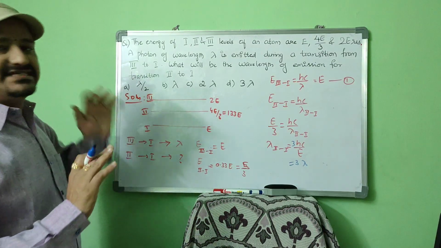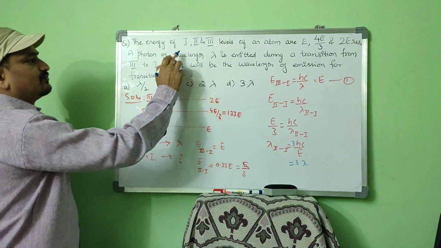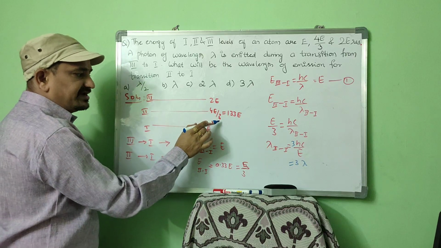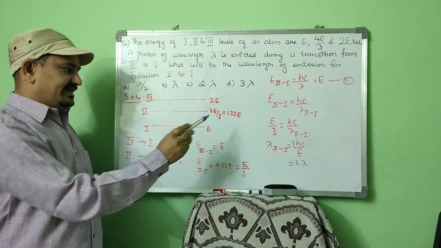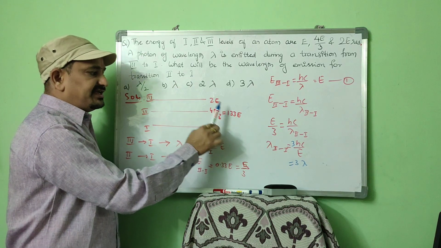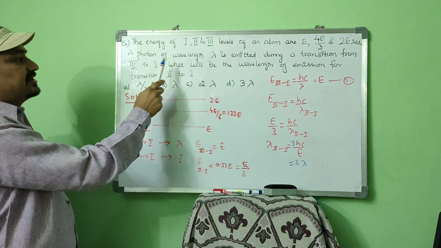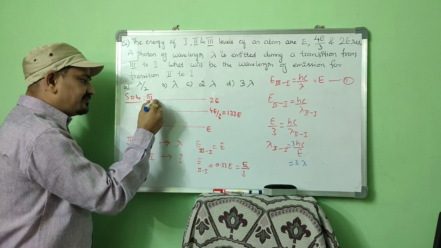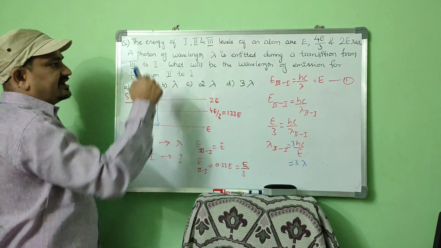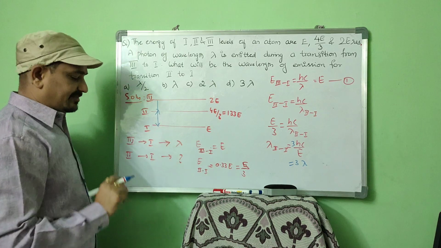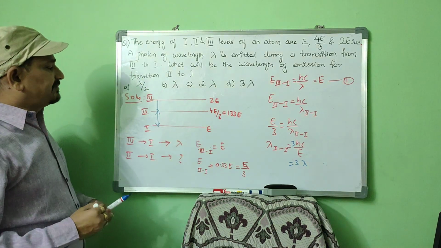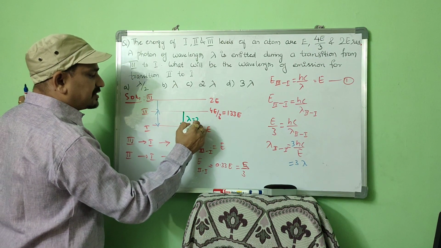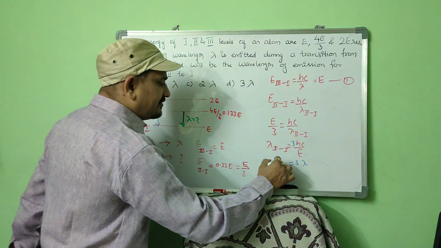This is our next question. The energies of lines 1, 2 and 3 are given as E, 4E by 3 and 2E respectively, meaning E, 1.33E and 2E. A photon of wavelength lambda is emitted during a transition from 3 to 1. When an electron jumps from 3 to 1, the emitted radiation has wavelength lambda. Similarly, when an electron jumps from 2 to 1, what will its wavelength be? That is the lambda we are finally determining.